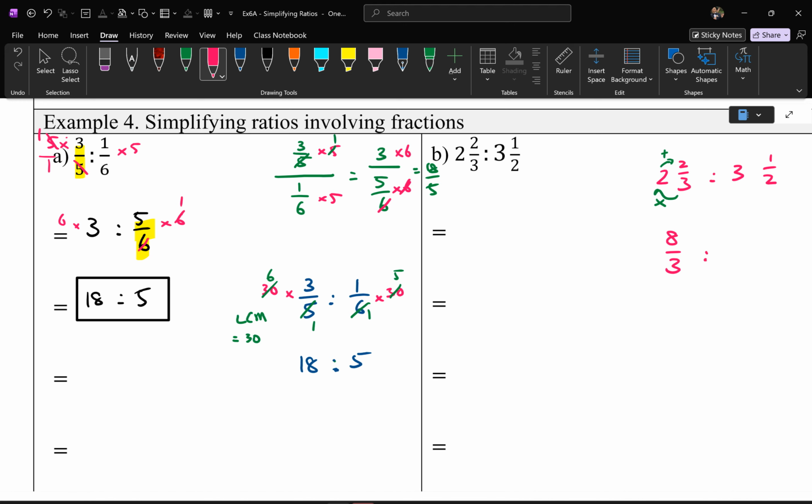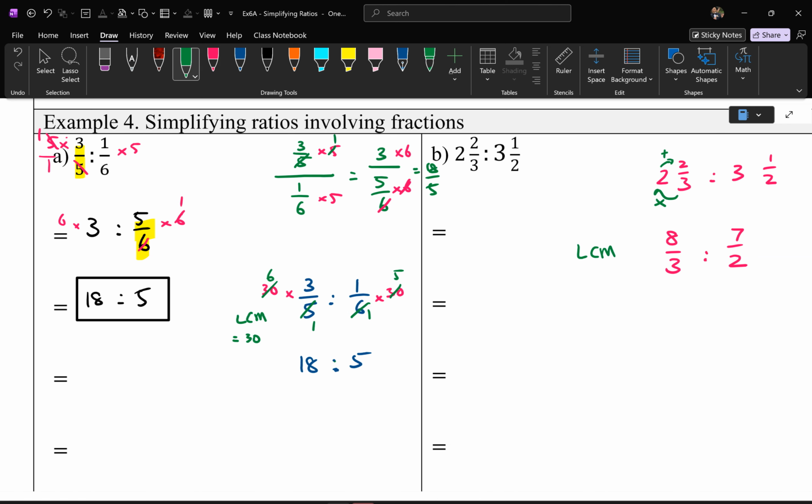Next one, 3.5 is the same thing as writing 7 over 2. Very good. Now from here, you can use Harrison's method. Find the lowest common multiple of 3 and 2 and do it in one go. Or you can do my method, get rid of the 3 and then get rid of the 2 individually. It's up to you. Yeah, so I'm going to use Harrison's method. What's the lowest common multiple?